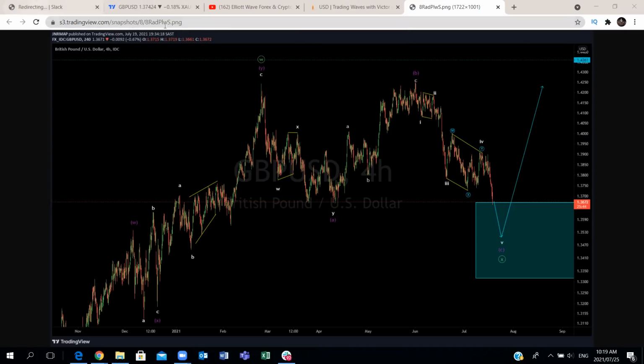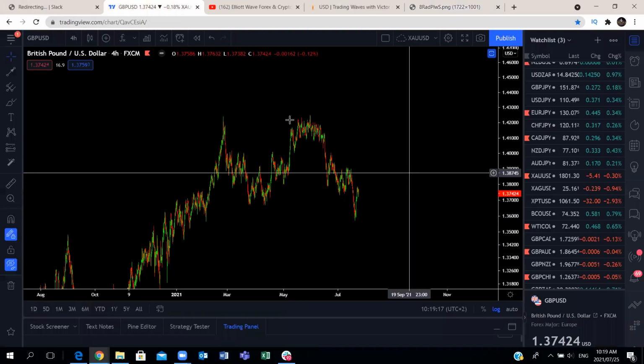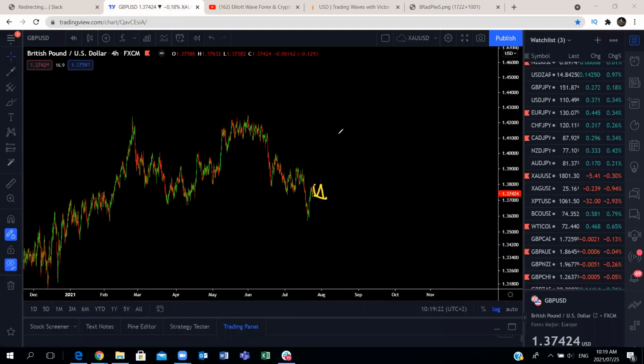All right, so let's go back to pound US dollar. So we are here on the 4-hour. We'll be looking for a confirmation here for continuation to the upside. All right, so that is pound US dollar.